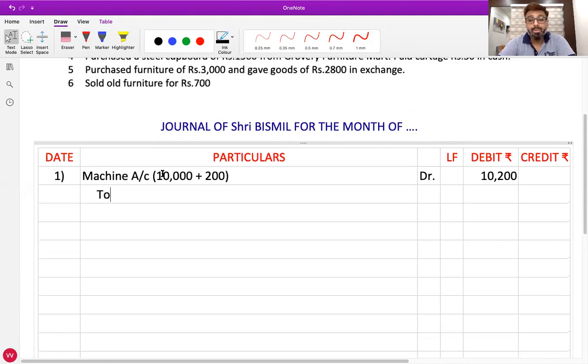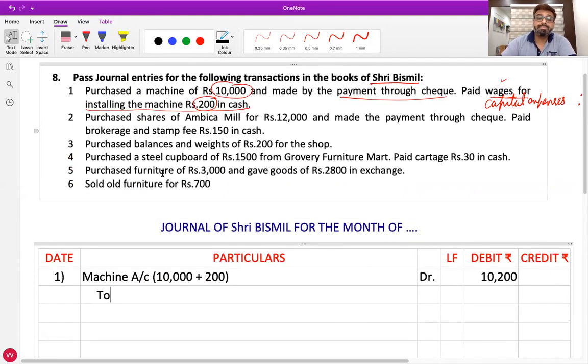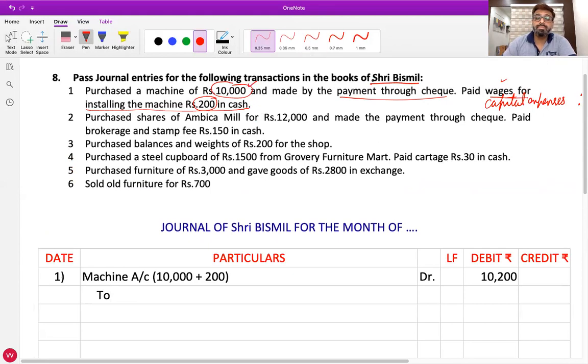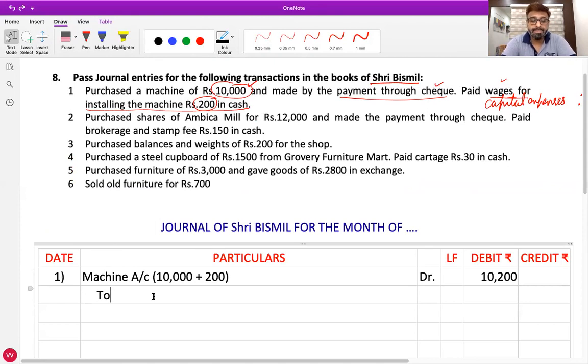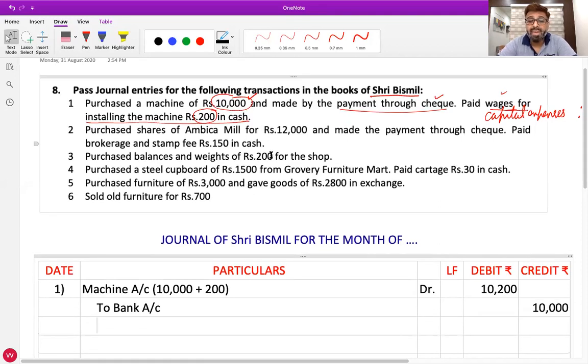And how much did we pay by check? 10,000. So bank is the giver. Repeat, bank is the giver. Credit the giver. Therefore, to bank account 10,000. That wages we have paid in cash.